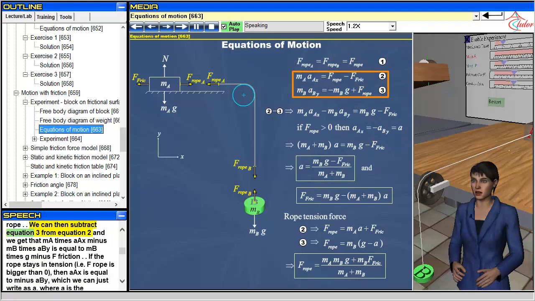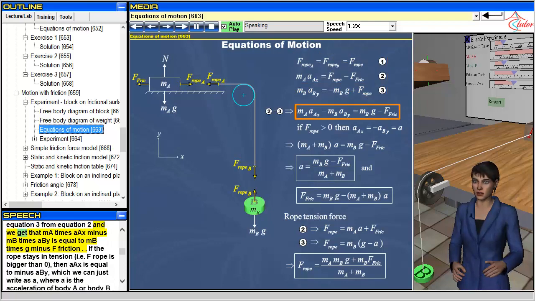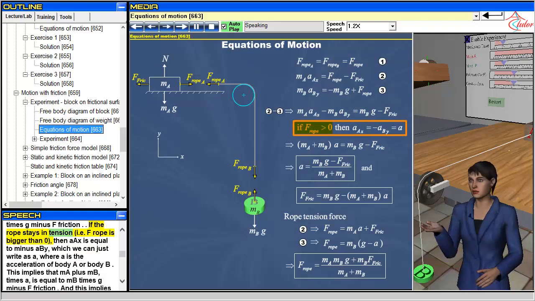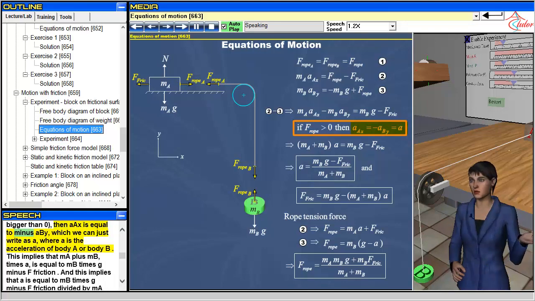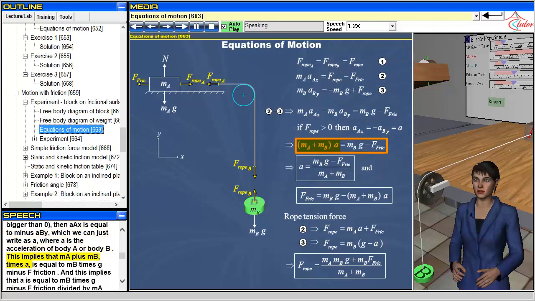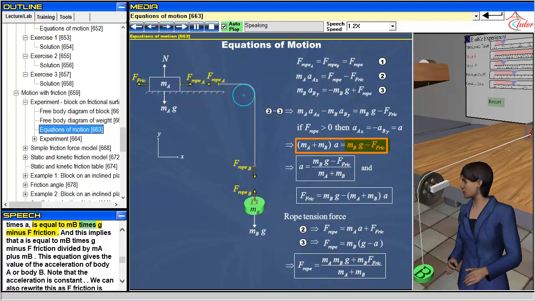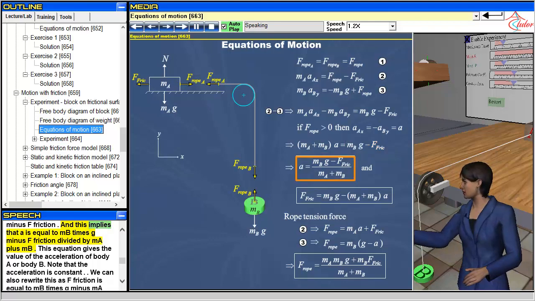We can then subtract equation 3 from equation 2. And we get that Ma times Aax, minus mb times aby, is equal to mb times g, minus F friction. If the rope stays in tension, i.e. F rope is bigger than 0, then Aax is equal to minus aby, which we can just write as A, where A is the acceleration of body A or body B. This implies that Ma plus mb, times A, is equal to mb times g, minus F friction.